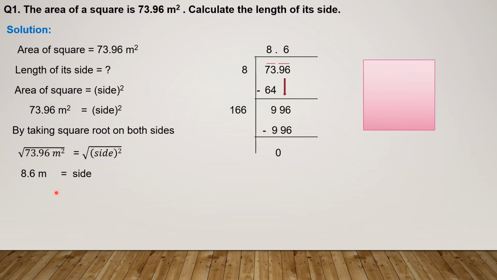So the square root of 73.96 meter square is 8.6 meter. That is the side, or you can say the length of the side is equal to 8.6 meter.